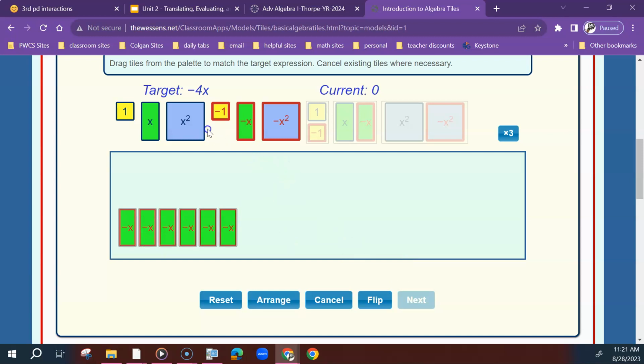Okay, I'm going to skip this one because I want to do an x squared one. Let's skip this one.